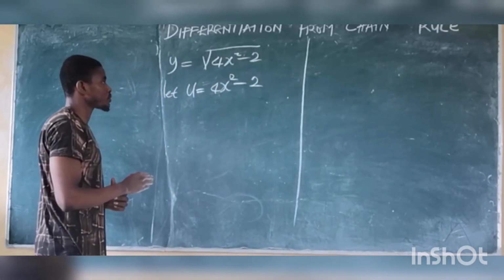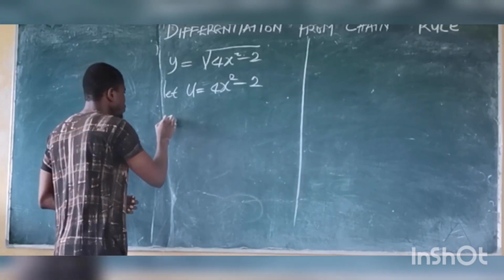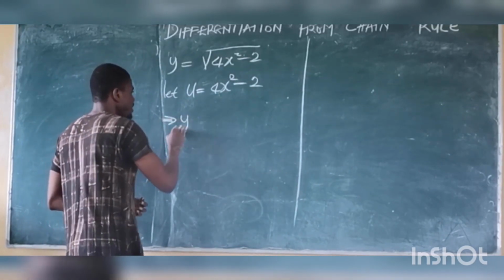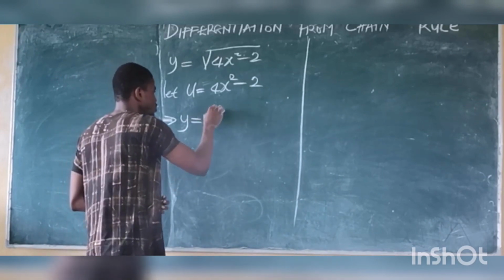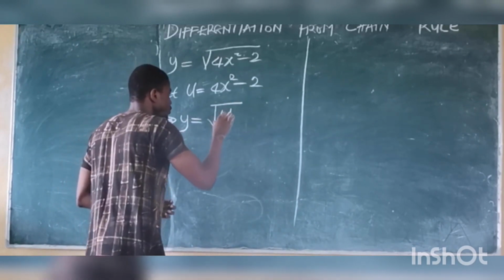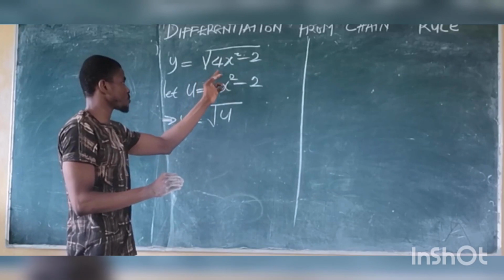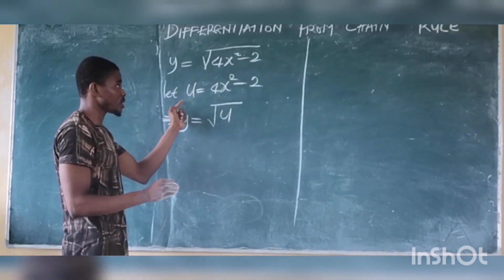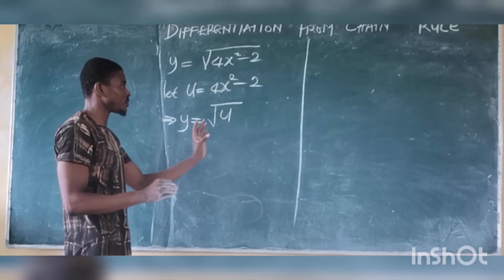The first thing I will do is simply say let u be equal to 4x squared minus 2. If u is equal to 4x squared minus 2, it automatically means that y is equal to the square root of u, because in place of 4x squared minus 2, I simply call it u. So y becomes square root of u.